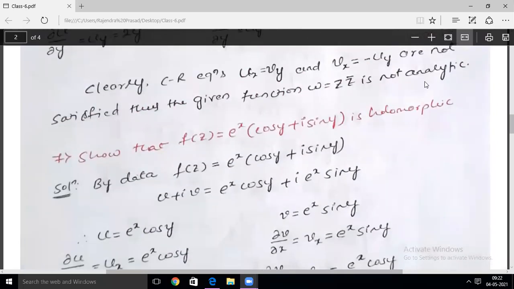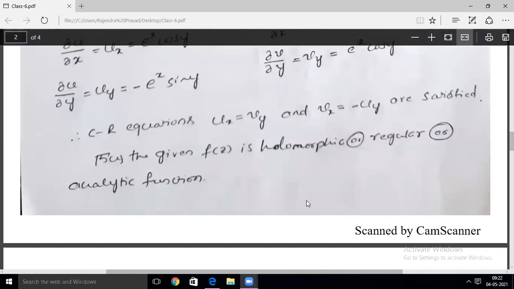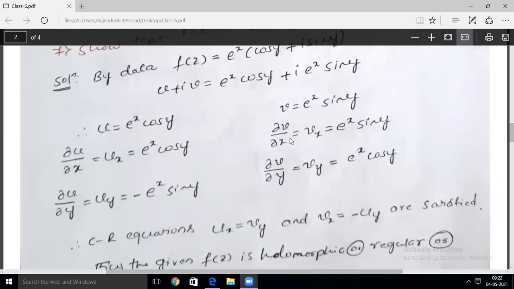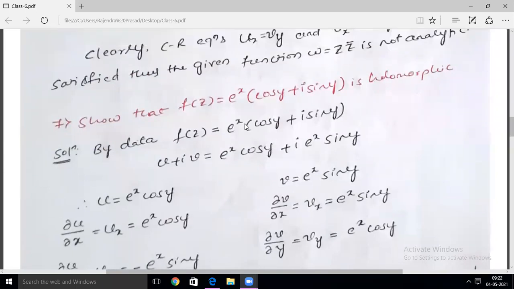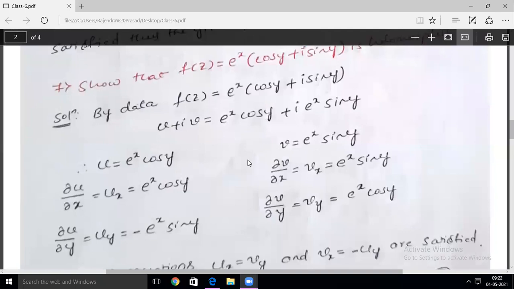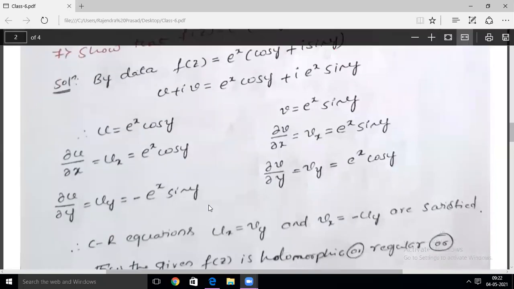So f of z is a holomorphic or analytic or regular function. This is only for what? We have to show that the given function is analytic. Derivative find ಮಾಡಕ್ಕೆ ಹೇಳಿಲ್ಲ. If it is not asked to find the derivative, you have to verify whether the given function is analytic or not, right?